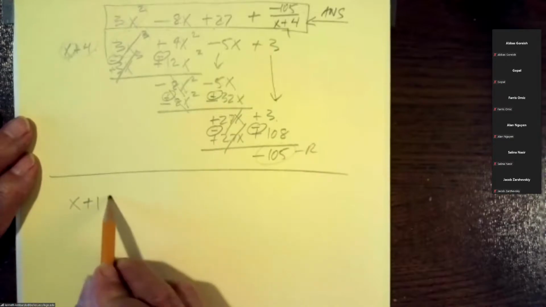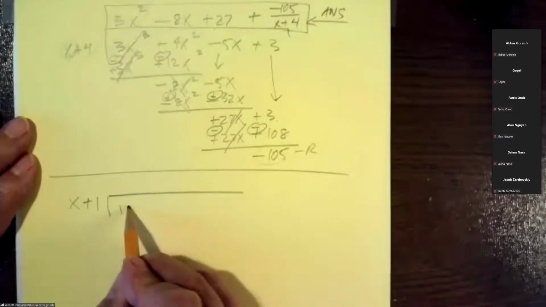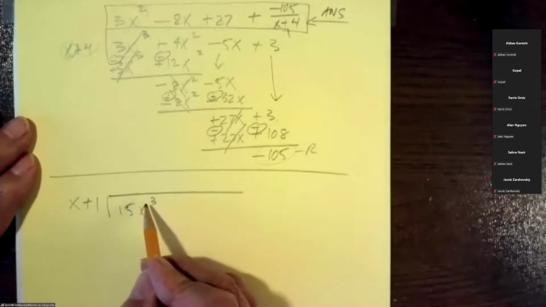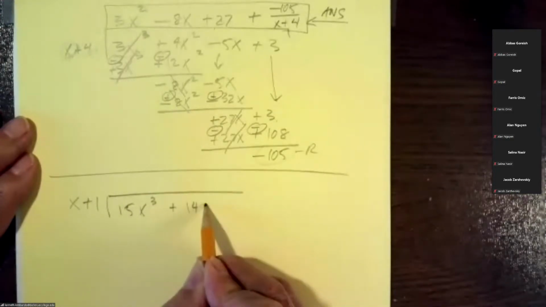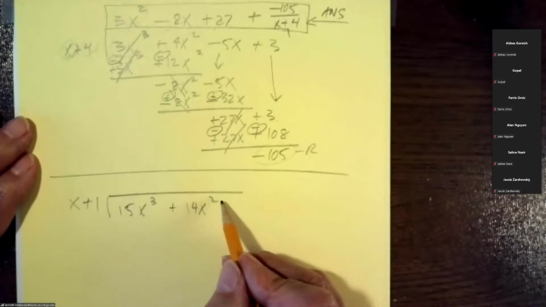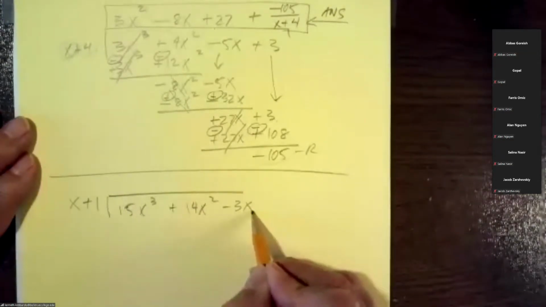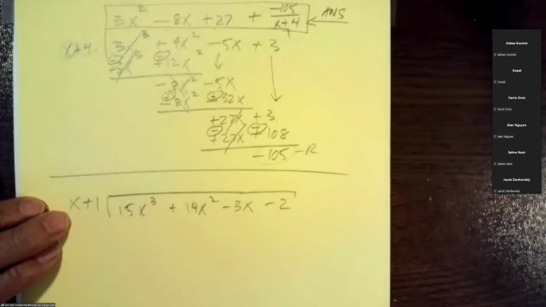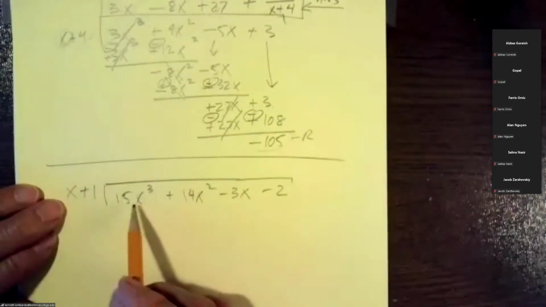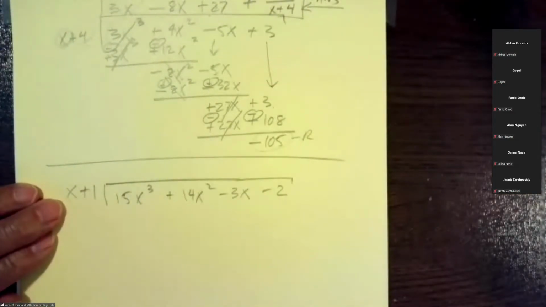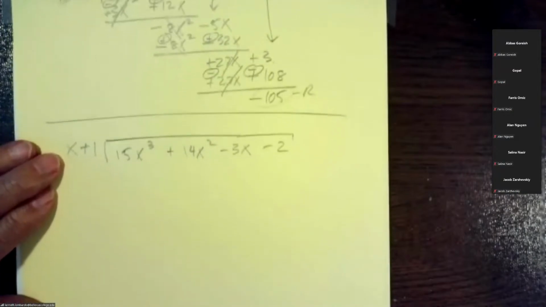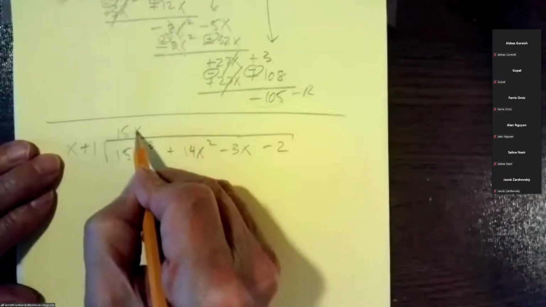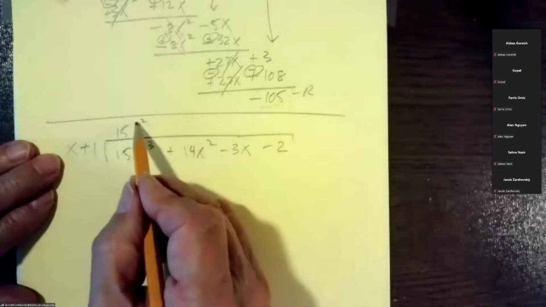X plus 1 into 15x cubed, 14x squared, minus 3x minus 2. All right. When I divide x into 15x cubed, what do I get? Let's get some new volunteers. What do we get here when we do that divide? 15x squared. 15x squared. Well, okay, I'll give that a try.